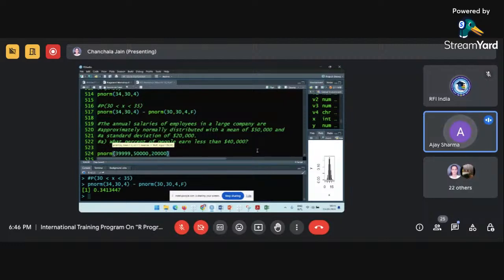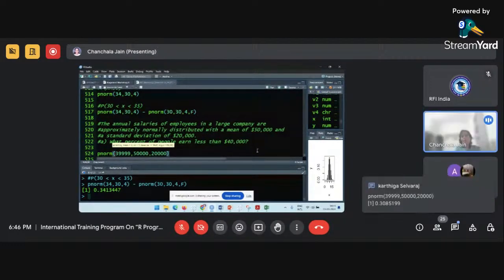It's 0.3085. Yeah, a very small change will occur. This is because the difference is only of 1, so the difference in probability will be very small. Right? So this way we can use these distributions to get the probabilities, right?